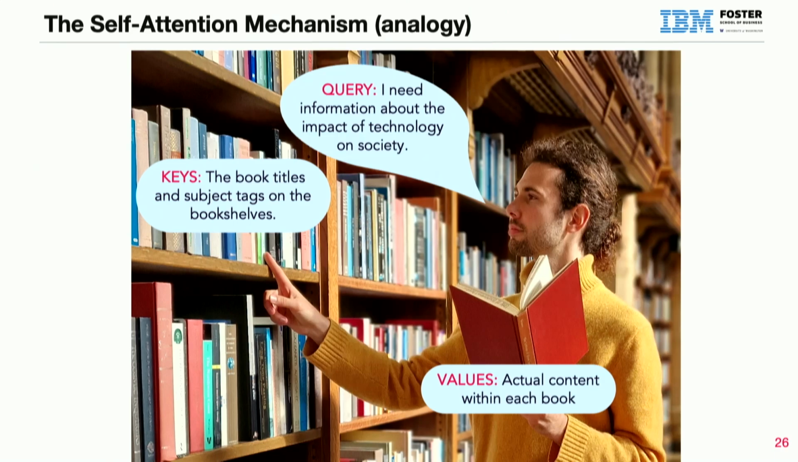Now that I figured out which books will help me to write an essay, I actually want to extract the value because I want to read those books. So this is what I will call the value. Query, key, and value are important words for attention mechanisms. So let's see how it works now.